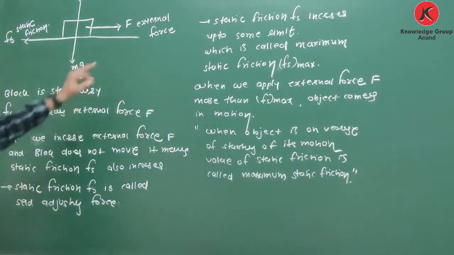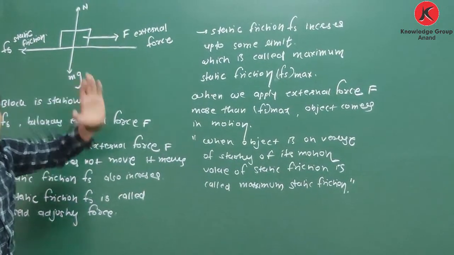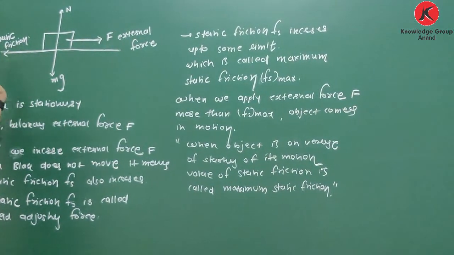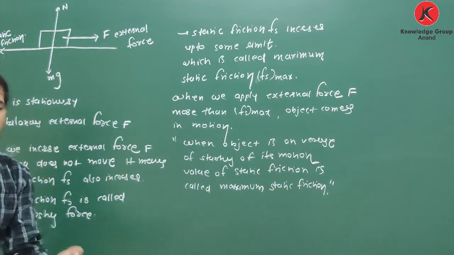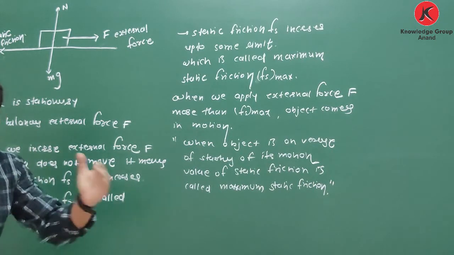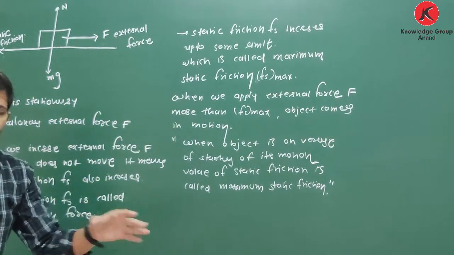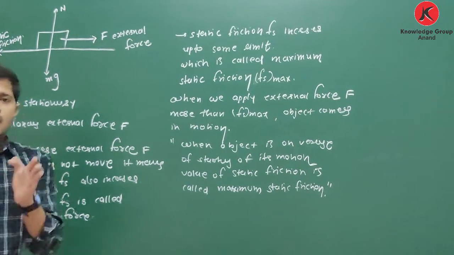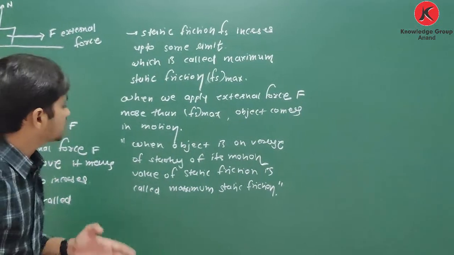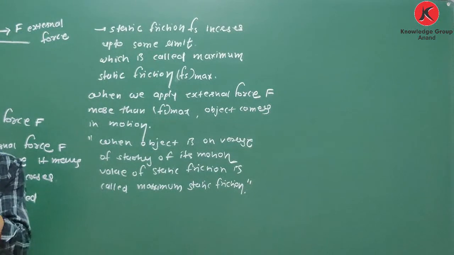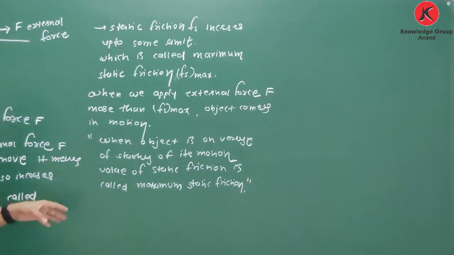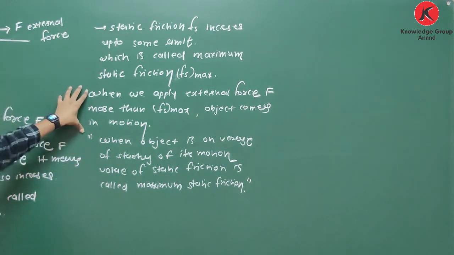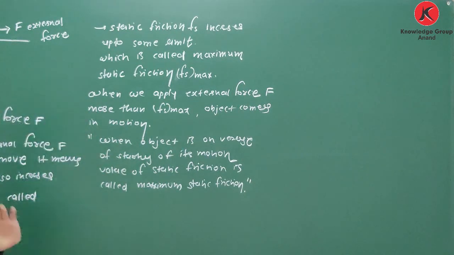So again, external force is applied, the body does not move, meaning static friction is acting in the opposite direction. External force increases, does not move, Fs also increases. External force increases, again not moving, Fs also increases, but it increases only up to some particular limit, the maximum static friction. If I am applying force greater than that specific value, Fs maximum, the object comes in motion. Clear about this?